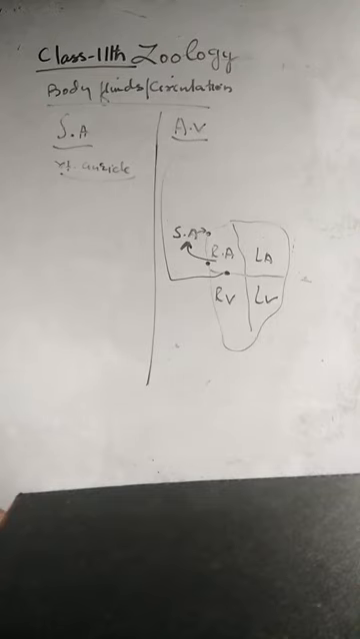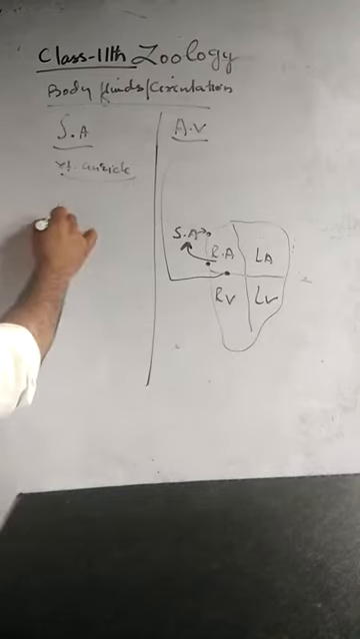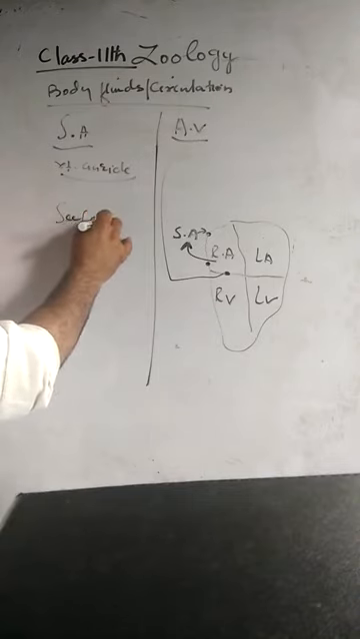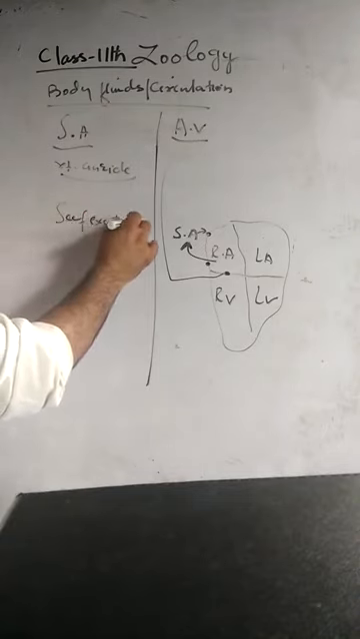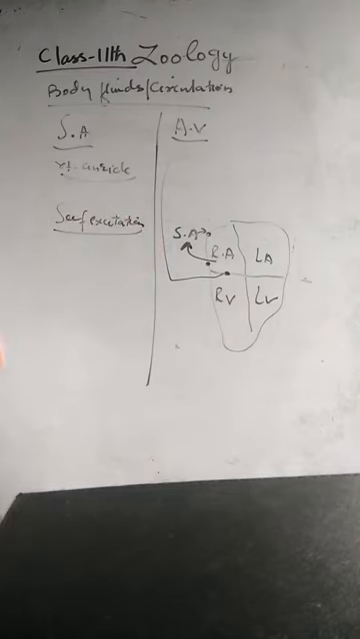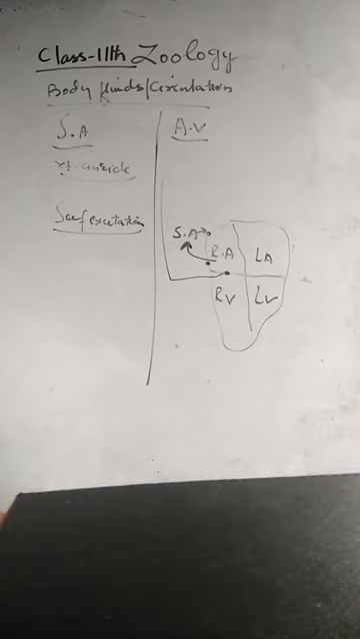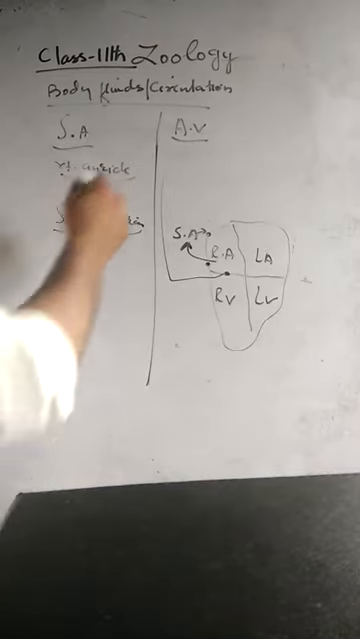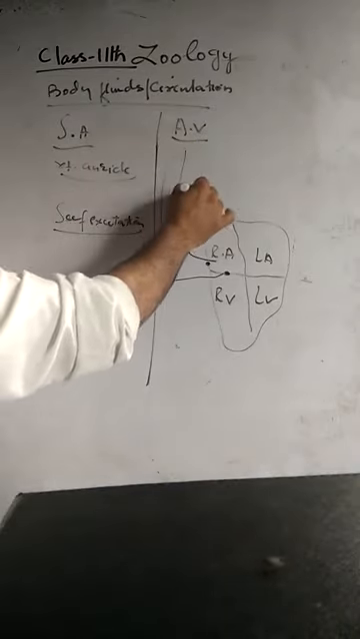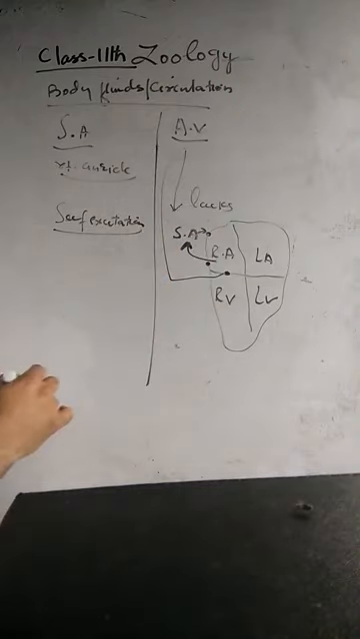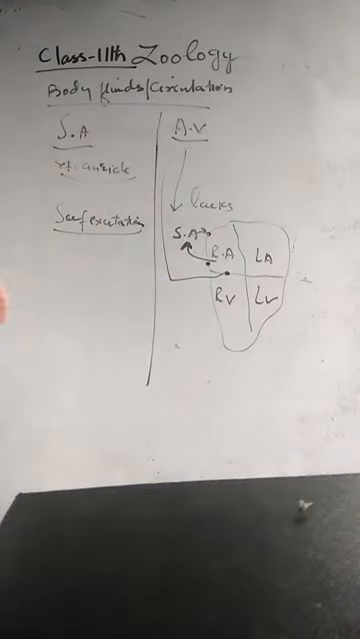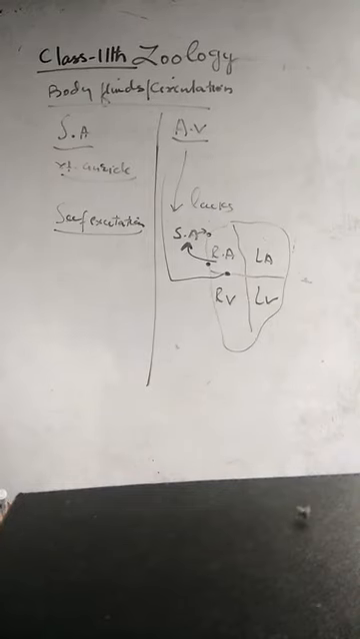The sinoauricular node has a capacity of self-excitation. Self-excitation means the cardiac impulse generates from its interior, the sinoauricular node. That is why it gets self-excited. So far as the auriculoventricular node is concerned, it lacks this capacity. That is, the auriculoventricular node cannot be self-excited.